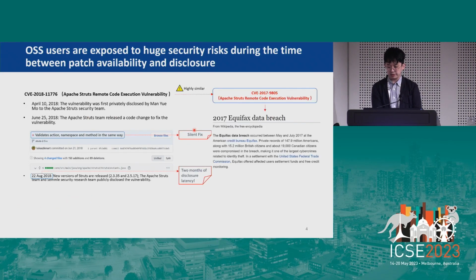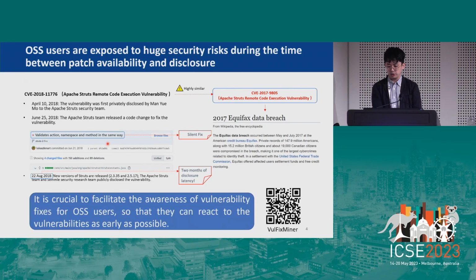One thing that needs to be mentioned is that this vulnerability is highly similar to a prior vulnerability in the Struts project in 2017. The difference is that the earlier vulnerability caused a data breach, which affected millions of Equifax users, resulting in a loss of more than $6 million US. So back to the vulnerability in 2018, we can imagine that Struts users were exposed to huge security risk during those 2 months. Hence, it is crucial for OSS users to be aware of the vulnerability fix as early as possible, so that they can start the remediation process at an early stage.